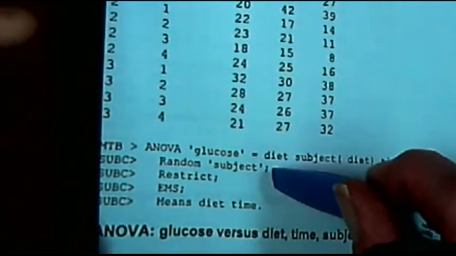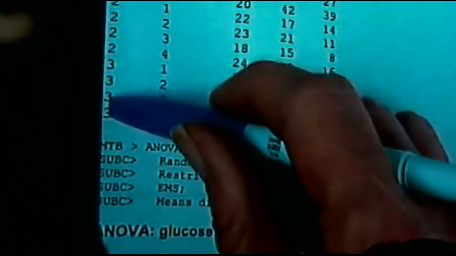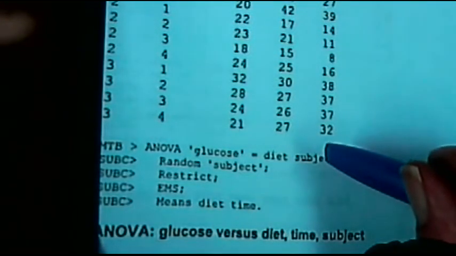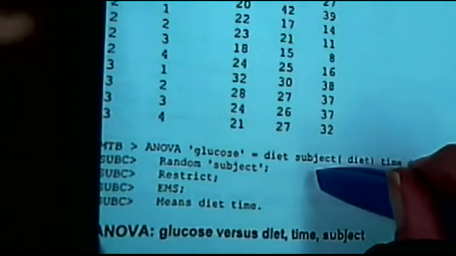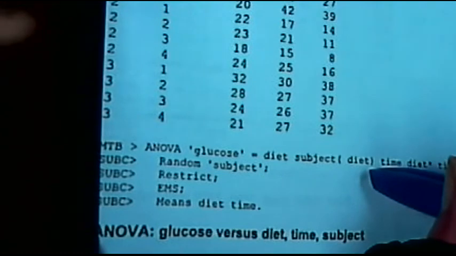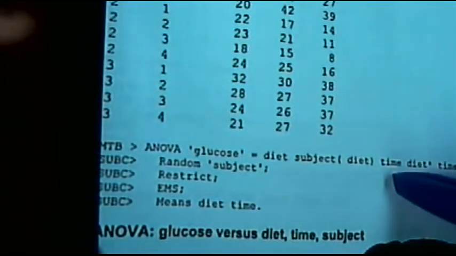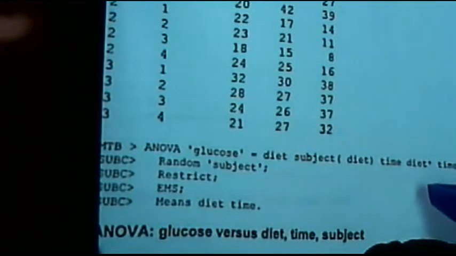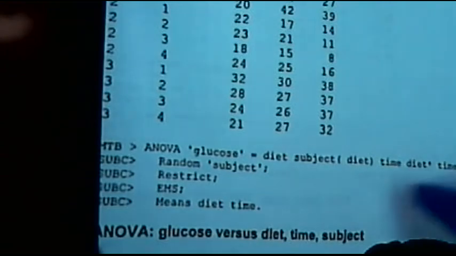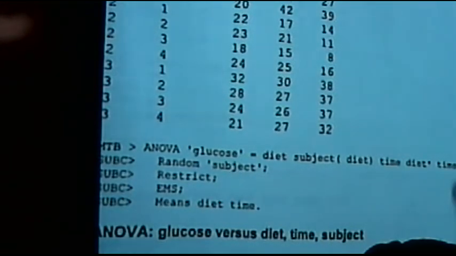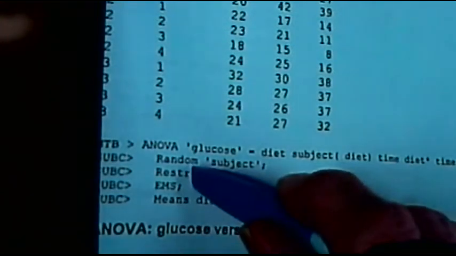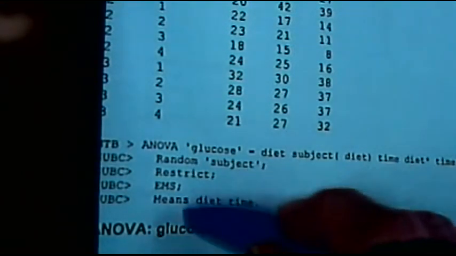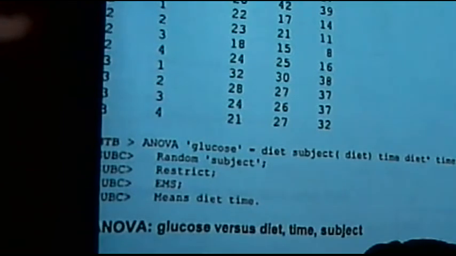Then we have diet, which is the column of the diets suitably expanded. Then we have subjects, parenthesis diet, to indicate the nesting that's going on here. Then we have time, the B variable on top, and then the interaction diet by time. So there's a typical Minitab command line to fit our model. Random subject, that's okay. And the rest of it is kind of boilerplate.